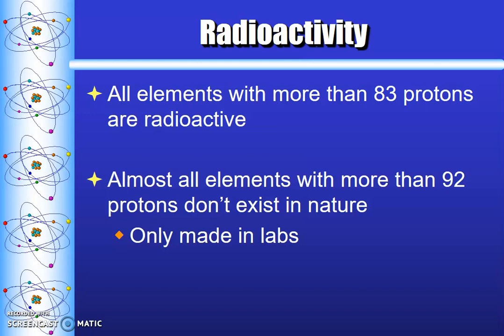All elements that have more than 83 protons are radioactive. They are prone to decay. And almost all elements with more than 92 protons don't exist naturally in nature. They were made in labs, and very shortly after they're made, they decay because they're very, very unstable.